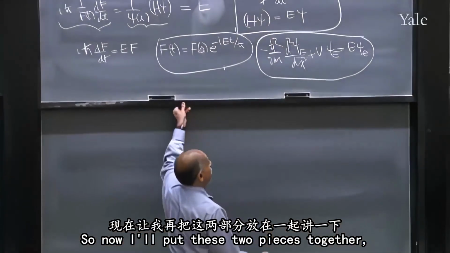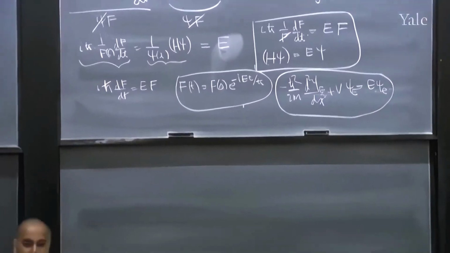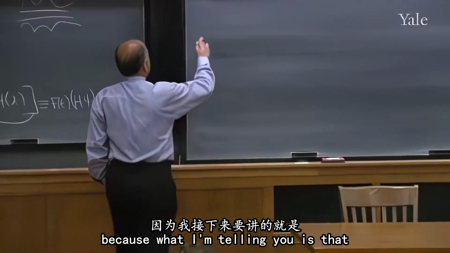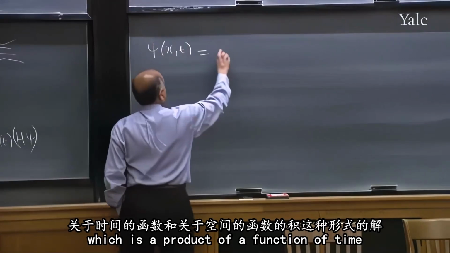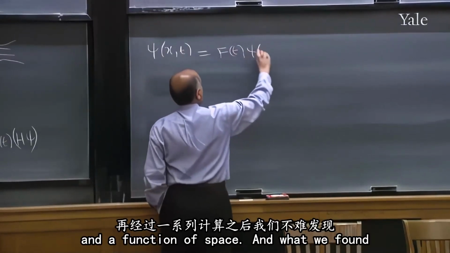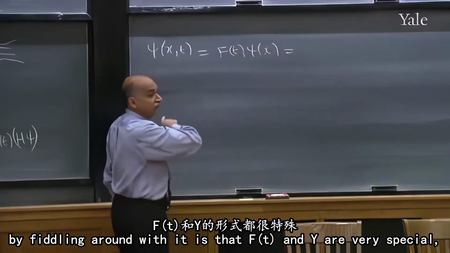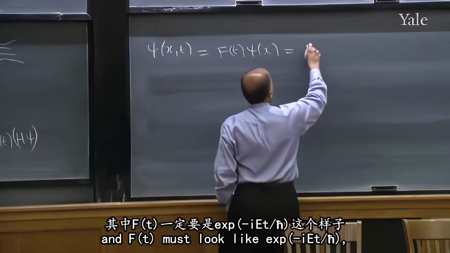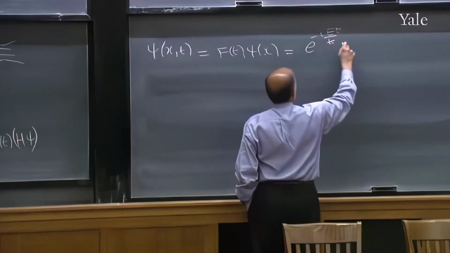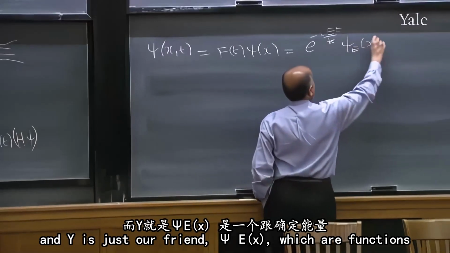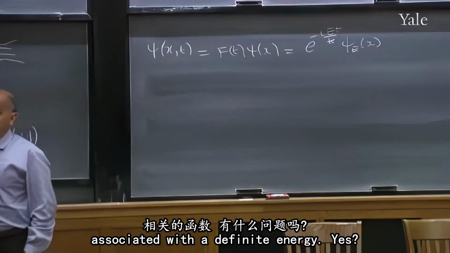So now I'll put these two pieces together, and here is where those of you who drifted off can come back. Because what I'm telling you is that the Schrodinger equation, in fact, admits a certain solution, which is a product of a function of time and a function of space. And what we found by fiddling around with it is that f of t and psi are very special. And f of t must look like e to the minus iEt over ħ. And psi is just our friend, psi sub E of x, which are functions associated with a definite energy.